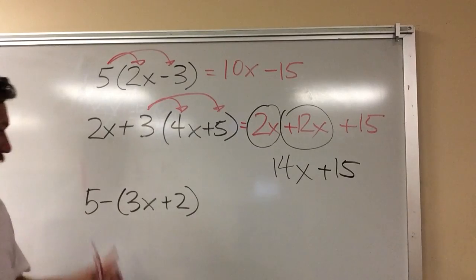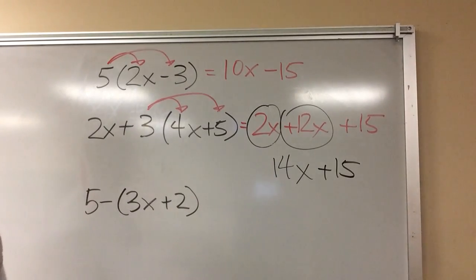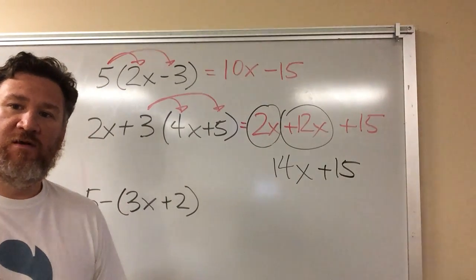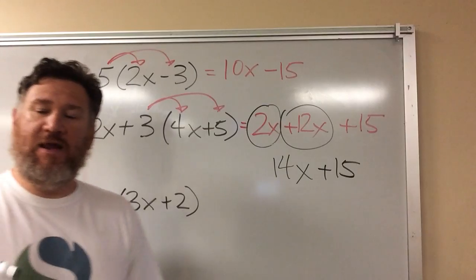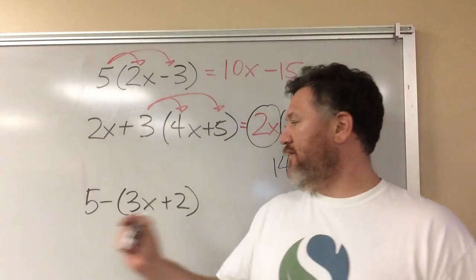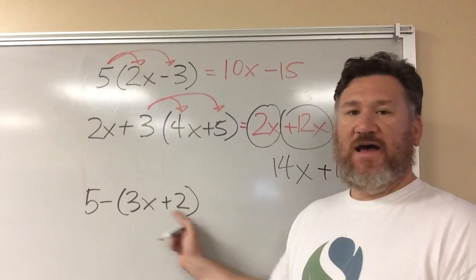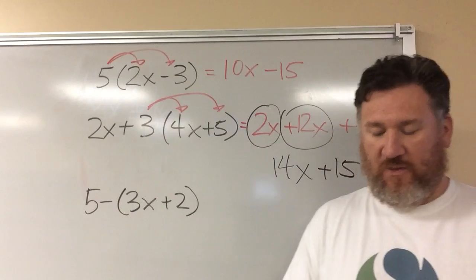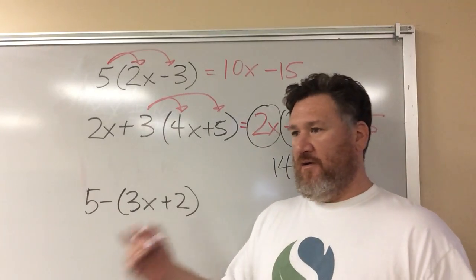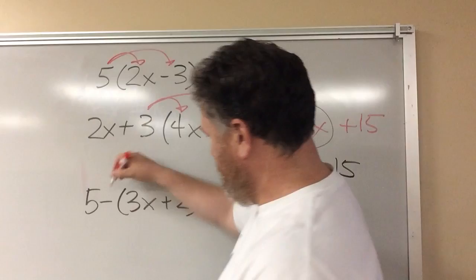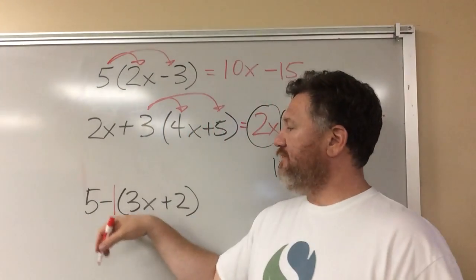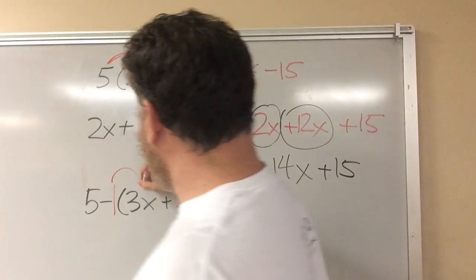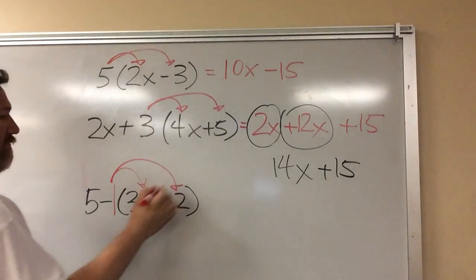Number 3, we have 5 minus the quantity of 3x plus 2. So we have parentheses that we're going to need to remove by distributing. The first thing is we need to multiply the number outside the parentheses by everything inside. So what number is outside the parentheses? We talked about this yesterday. We have an invisible 1 outside the parentheses, so we know that we're multiplying everything in here by negative 1. So negative 1 times 3x, negative 1 times 2.